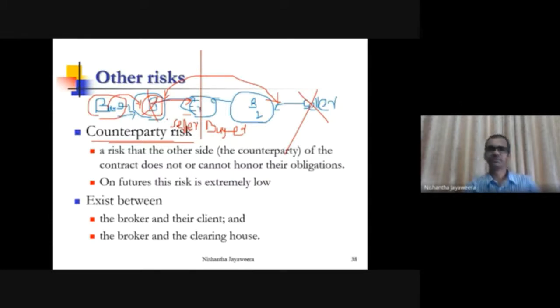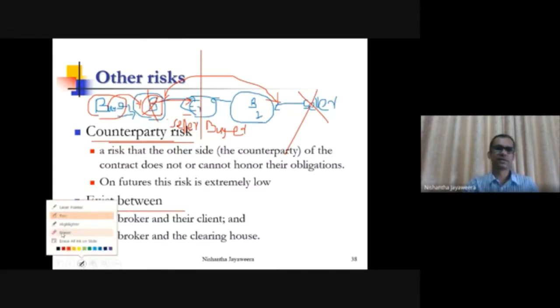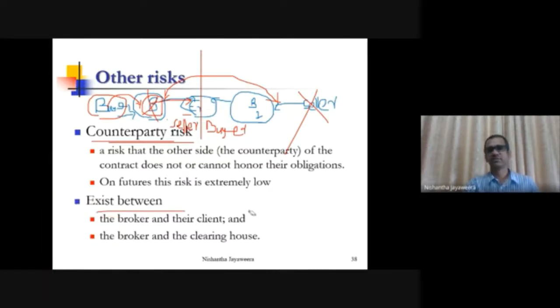However, there's a small risk that your broker may go bankrupt or go out of the picture. That's the only risk that exists: between the broker and the client, and between the broker and the clearing house. That's why it's said futures have almost zero credit risk, very minimum credit risk. These brokers are bound to follow the rules and regulations issued by the exchange. They monitor them as well. So that's the other risk that we face in futures contracts: market risk and counterparty risk.